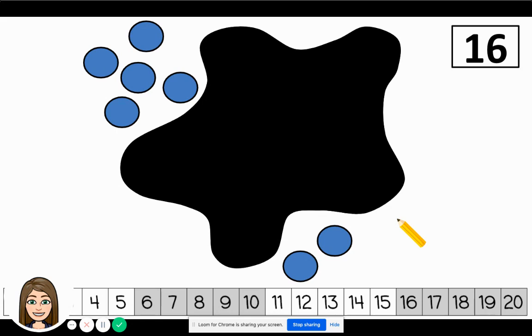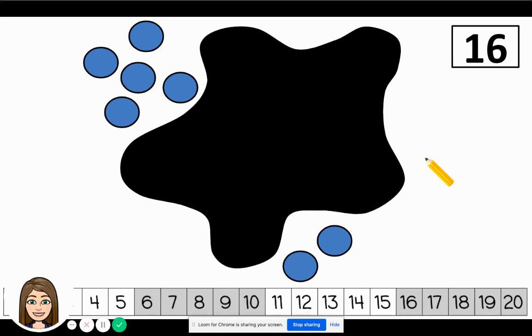Now, let's look at it again. How many circles do you think are covered by the splat? Turn and tell someone at home your answer. If you said there must be 9 blue circles under the splat, you are correct.